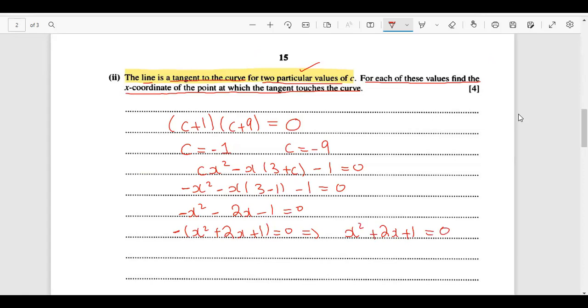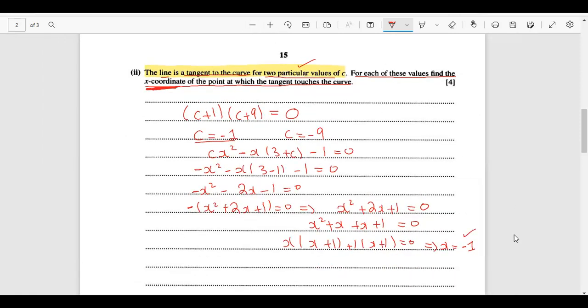Okay, the question was about finding the value of the x coordinate. So I will just find the value of the x coordinate. So it would be x squared plus x plus x plus 1 equals 0. I can take x common, x plus 1, plus 1 common, x plus 1 equals 0. And this is going to give me x equals -1. Okay. So for c equals -1, x is equal to -1 as well.